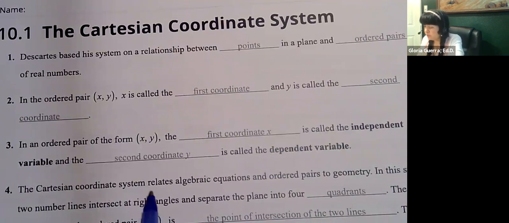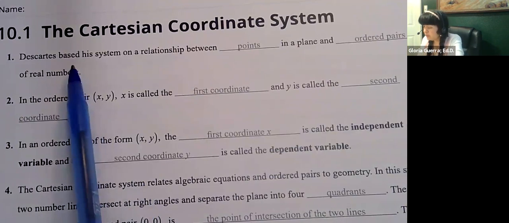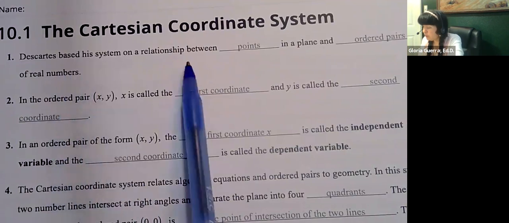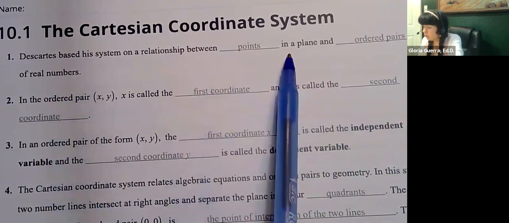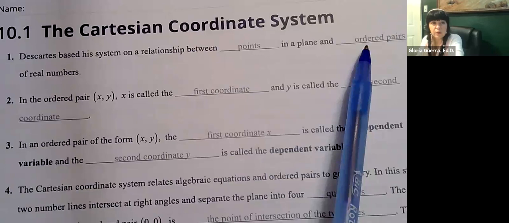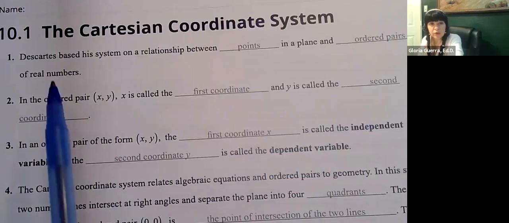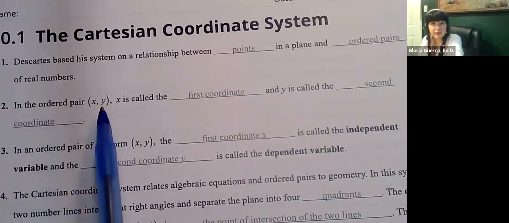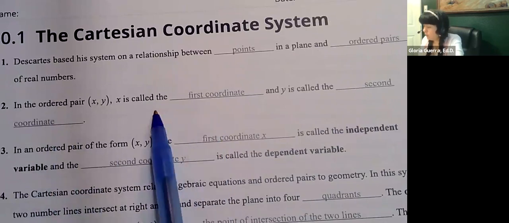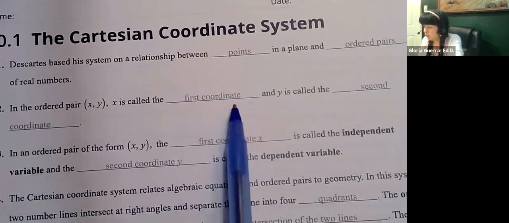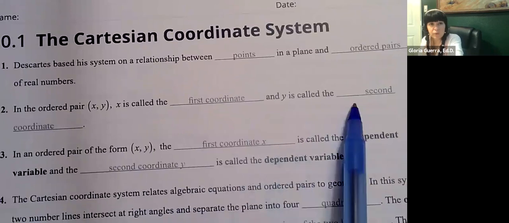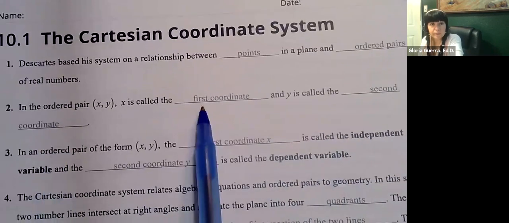So it says here that Descartes based his system on a relationship between points in a plane and ordered pairs of real numbers. In the ordered pair (x, y), x is called the first coordinate, and y is called the second coordinate. So these go in alphabetical order, x and then y.